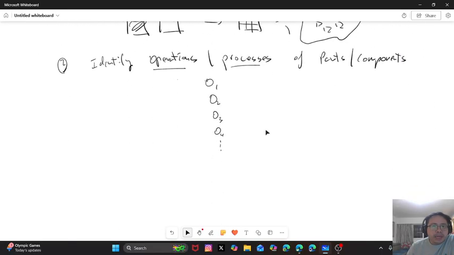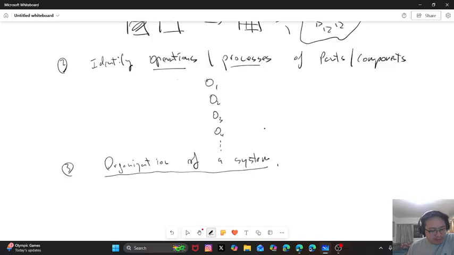The third part is to identify the organization of the system, or try to give an initial organization of the system: how the system is put together, or how the parts and components come together to form the system itself. In this case, that means mapping the parts or components to the operations.